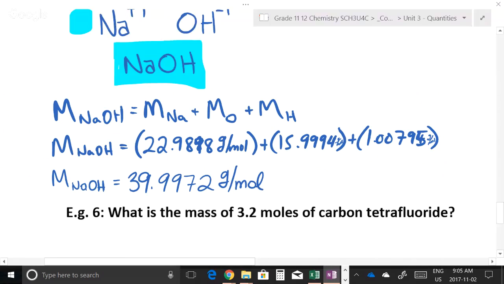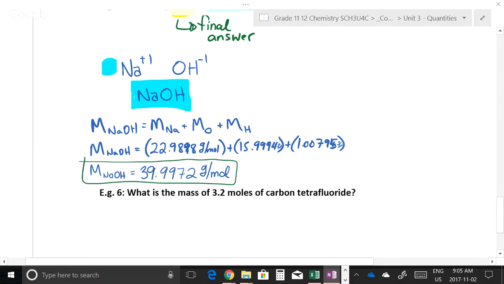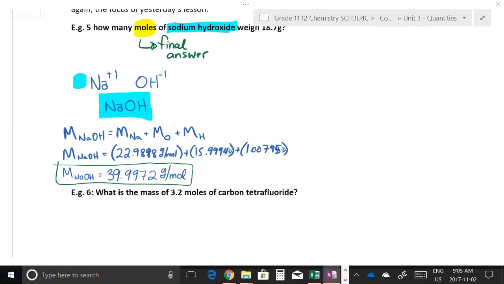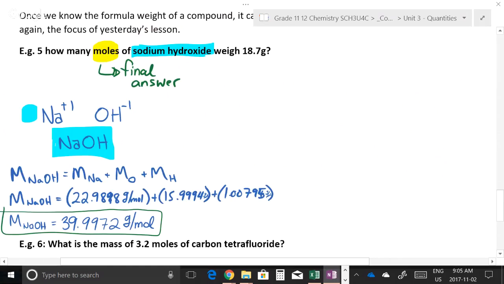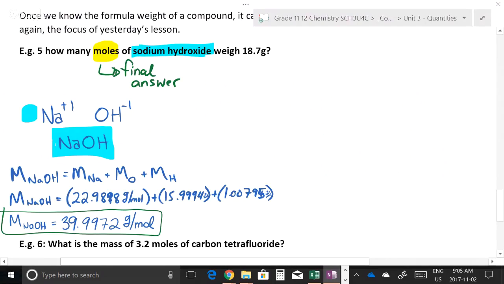Okay, so now we've found our molar mass, but that's not the question. The question was not what is the molar mass of sodium hydroxide. In fact, we have just set ourselves up to do the question, right? All we've done there is get a piece of information we need. The question actually asks me what? How many moles there are in what? Good. So we're looking for a number of moles.